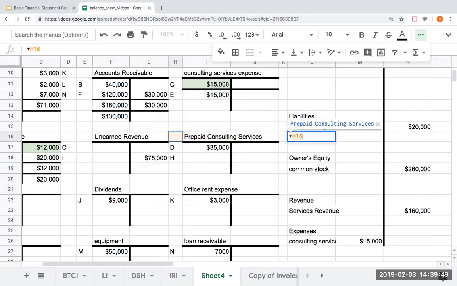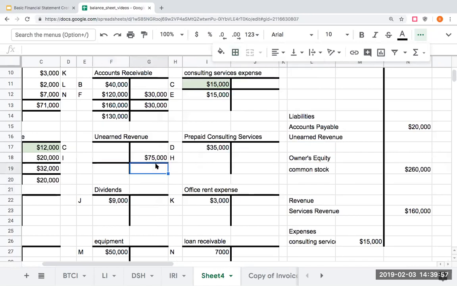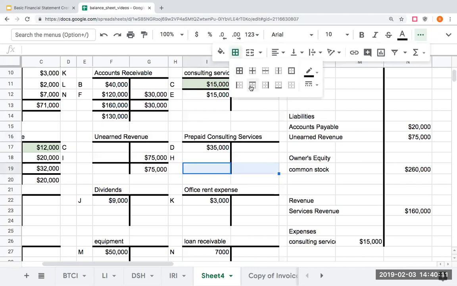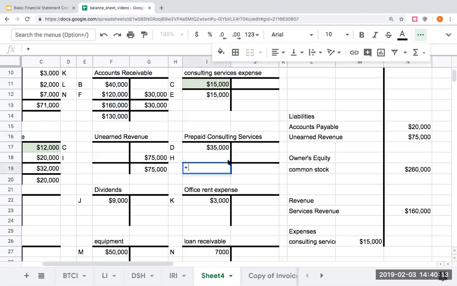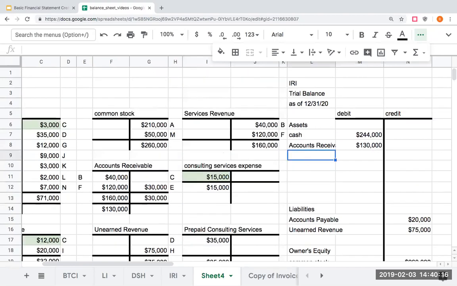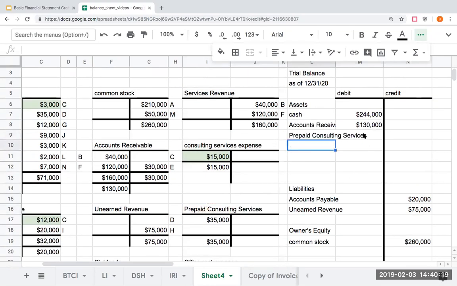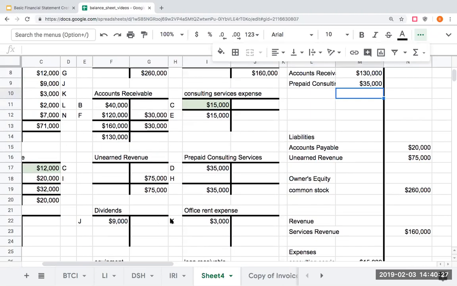My next one is unearned revenue. That is also a liability. My unearned revenue has an ending balance of $75,000, a credit balance of 75 grand. My prepaid consulting services has a balance of 35,000. What kind of account is this? Prepaid consulting services is an asset. It's giving me future economic benefit. I've paid for services in advance, similar to an insurance policy where I haven't gotten the benefit out of it yet.